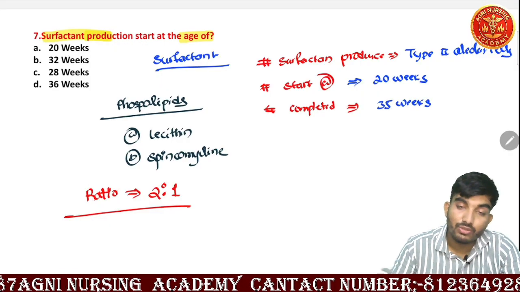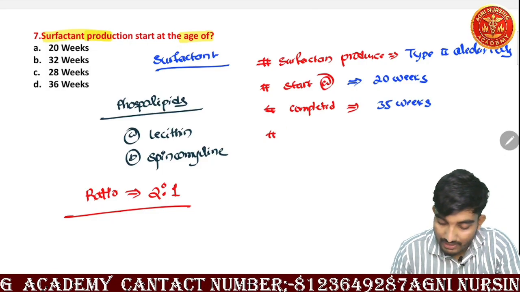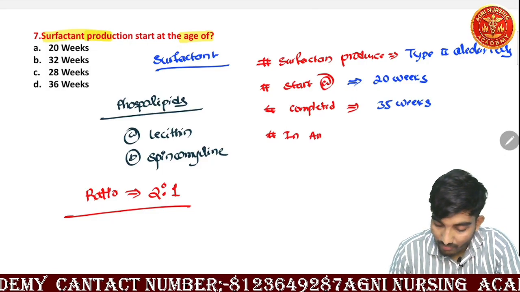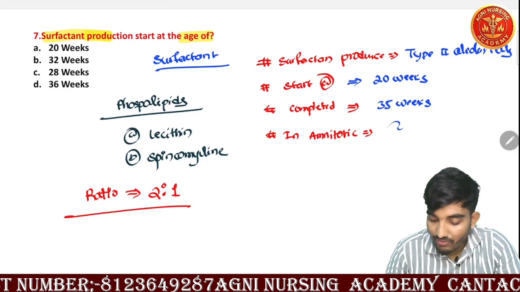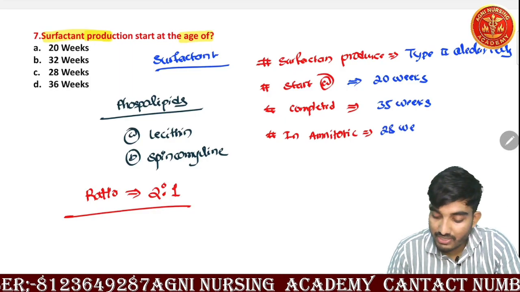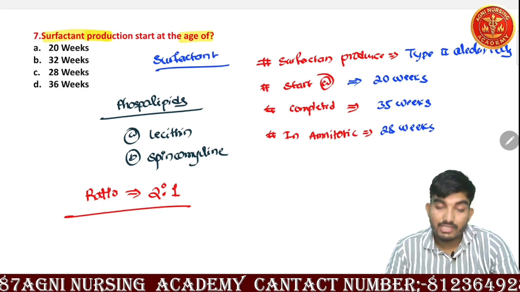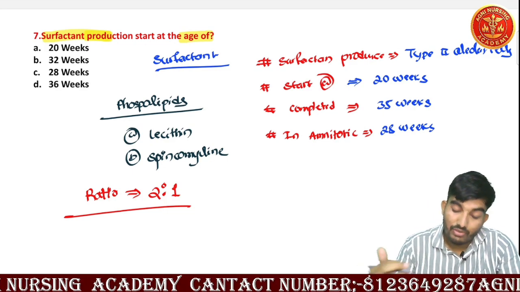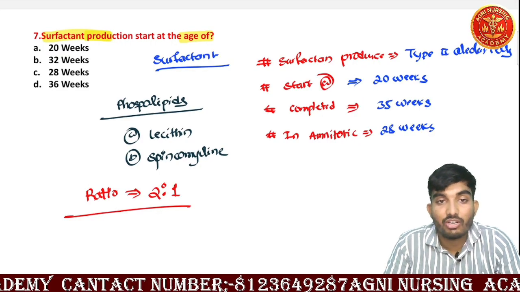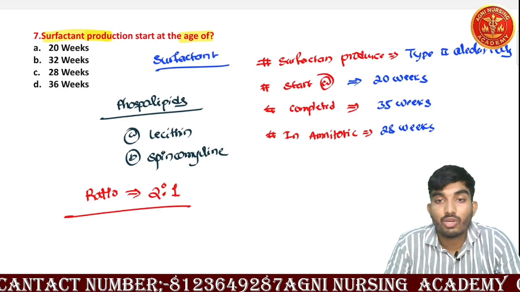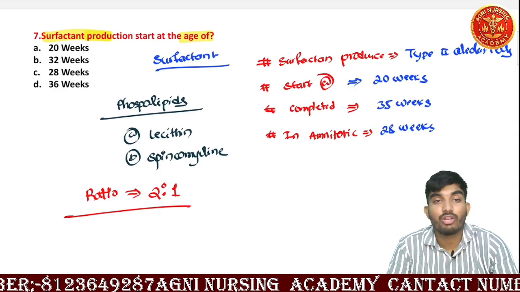We are able to find surfactant in amniotic fluid at a gestational age of 28 weeks. Surfactant is very helpful for reducing the surface tension of the lungs. It prevents collapse of the lungs and lung alveolar cells.